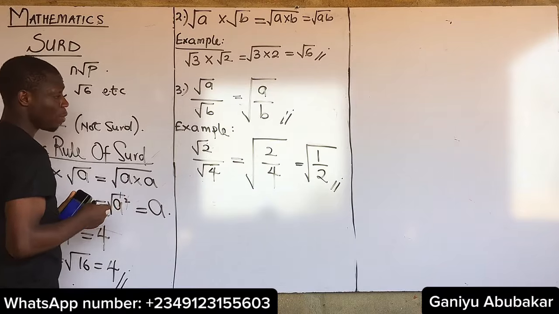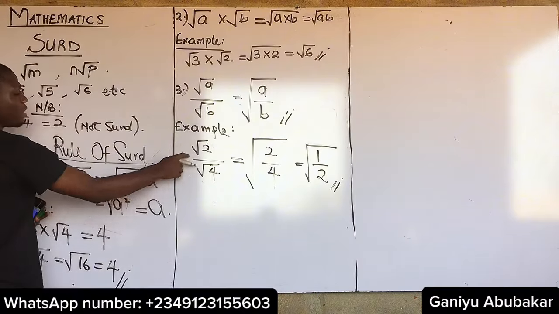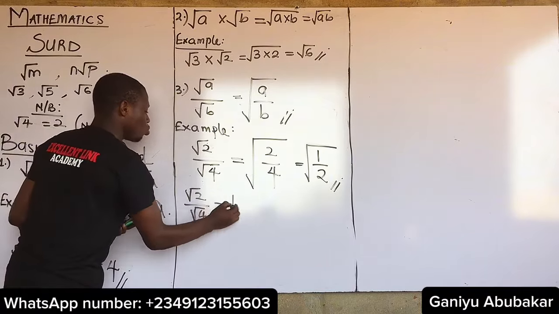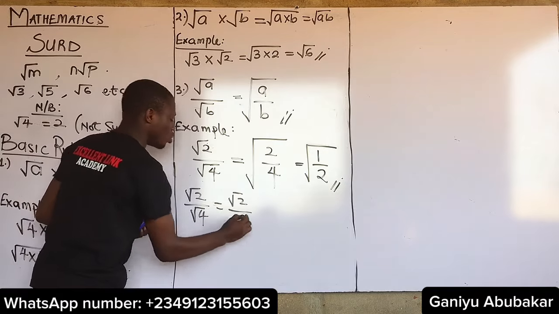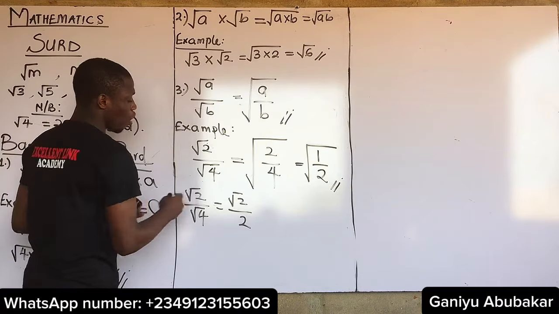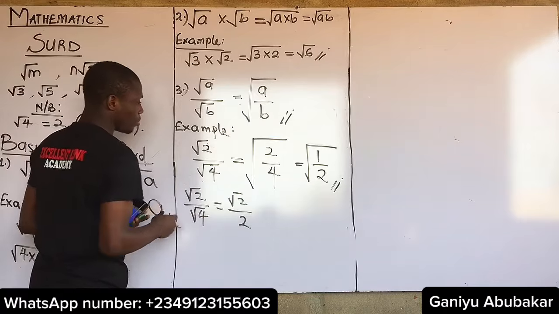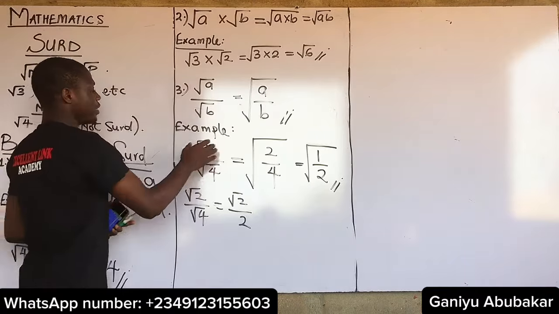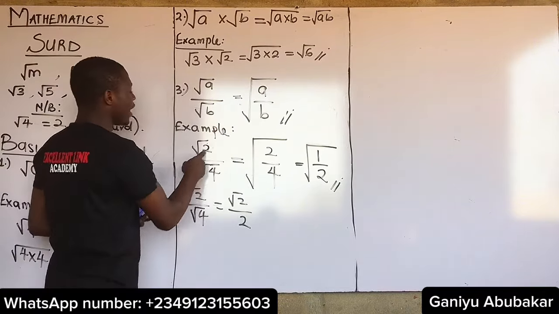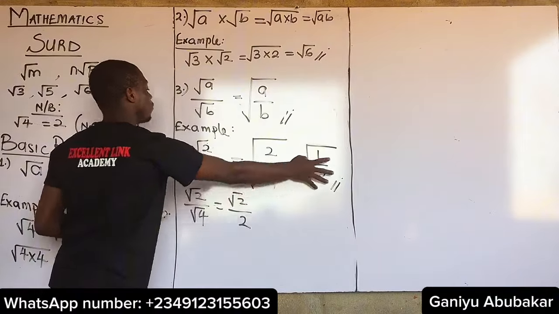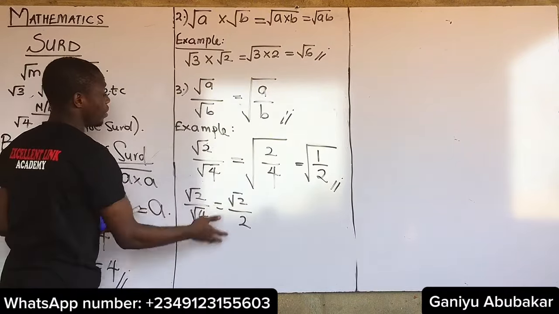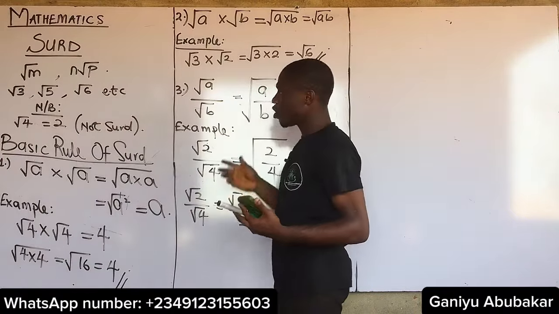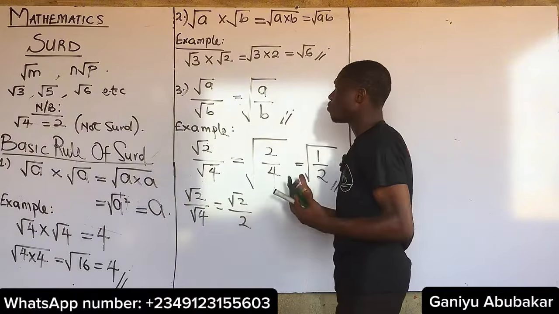And also, if I still want to observe this one here, if I have root 2 over root 4, this is root 2 all over root 4, and root 4 is what? It is 2, right? So this becomes root 2 all over 2. This question can be expressed in two ways here. Either you put them together like this and you have something of this nature, or you do it in this way here, right? So they're still very much correct. All right, I hope you understand the concept behind the basic rules of surd.